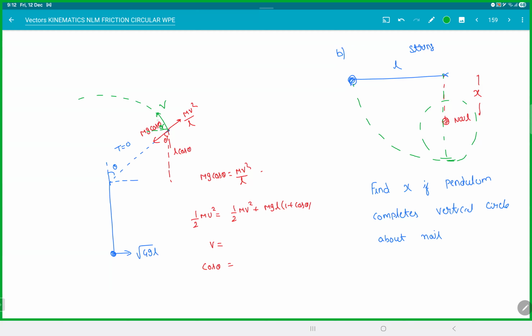The string becomes loose and it flies like a projectile. And this will reach a height of v square sine square theta by 2g. If someone asks you to find the H max, that will be L plus L cos theta plus v square sine square theta by 2g. If you remember the answer, I think it is something like 50 by 27 or 54 by 27, I don't remember.